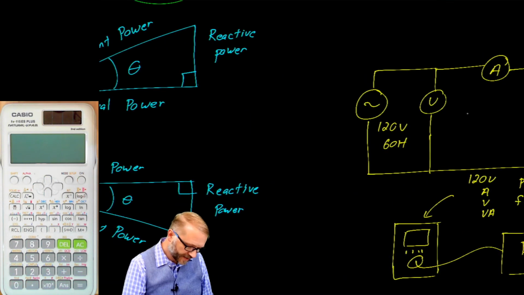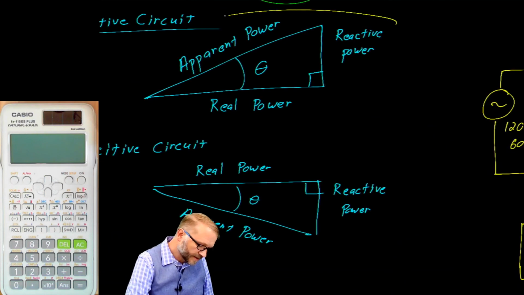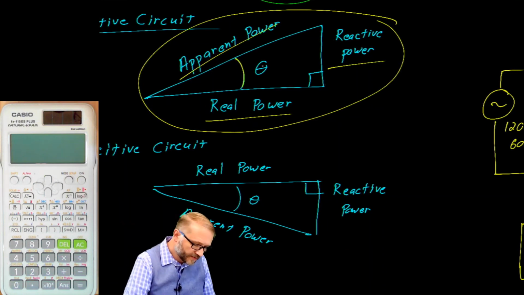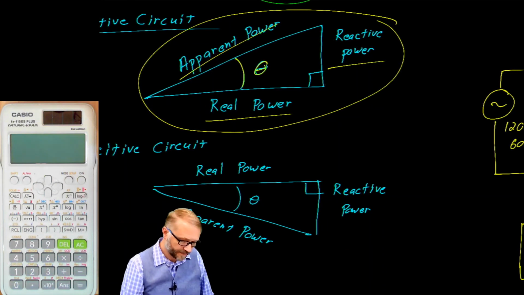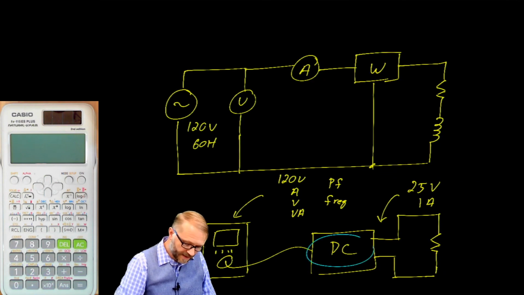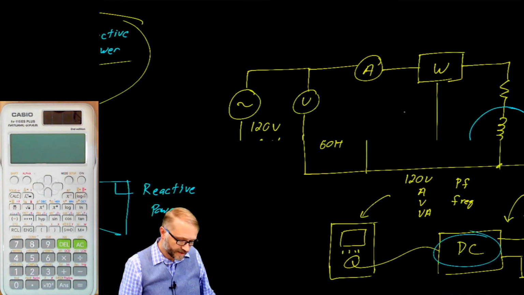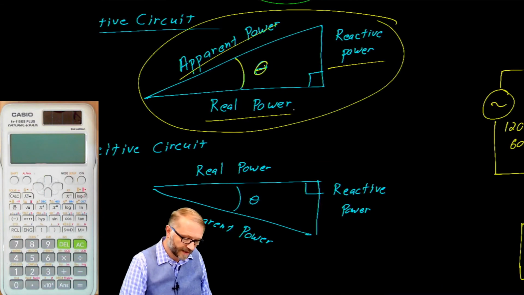When we were all done with that experiment, you drew this picture here, where you had an apparent power, a real power, a reactive power, and you even calculated this angle theta. All of that was due to this power supply. That power supply, which appeared to be a slightly inductive load, causing you to have a difference between apparent power and real power.